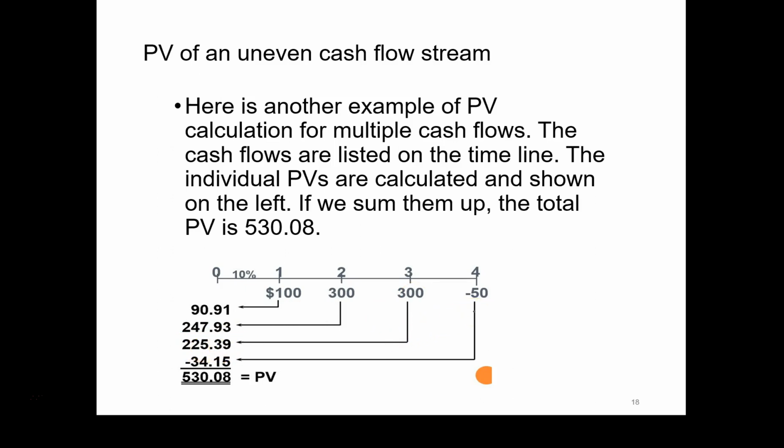And the last one, it is negative. You use $50 divided by 1 plus 10% to the power of 4. You get a negative $34.15. So now you sum all of them up. You should get a total present value of $530. That is the total present value of all these cash flows together.